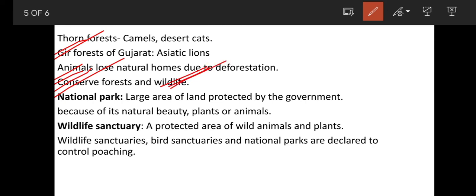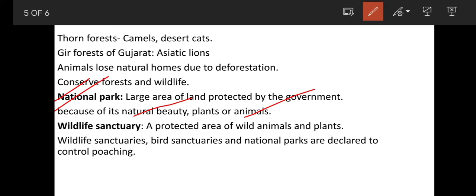So we should avoid deforestation. We should follow afforestation. What do you mean by afforestation? We should plant more and more trees. Next, national park. What do you mean by national park? A national park is a large area of land protected by the government because of its natural beauty, plants or animals. So, the forest area which is protected by the government, which is under the government.